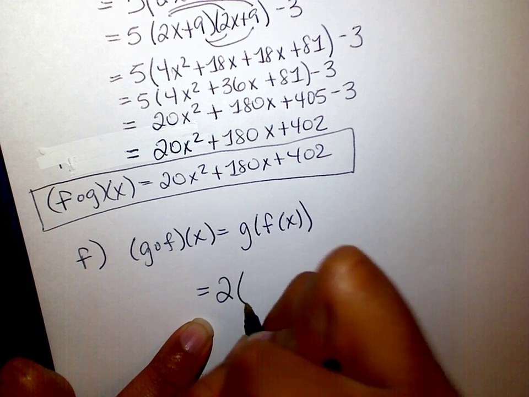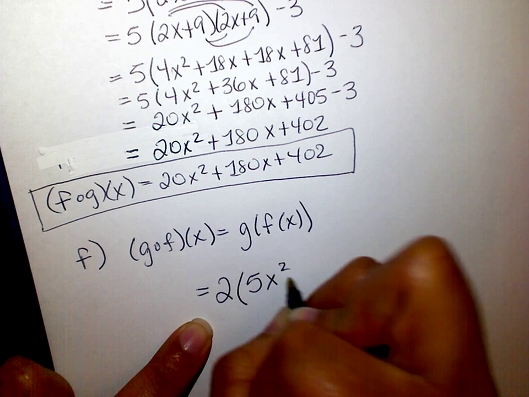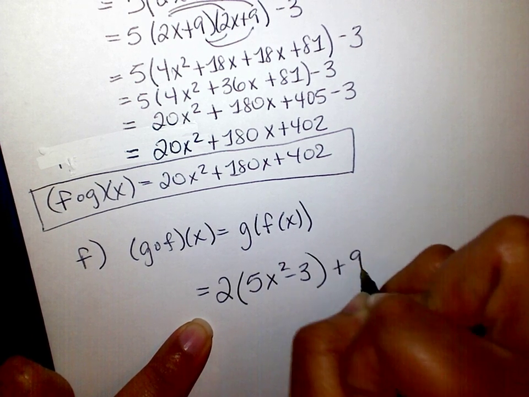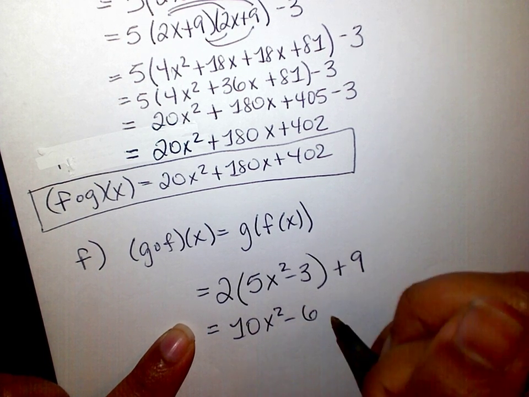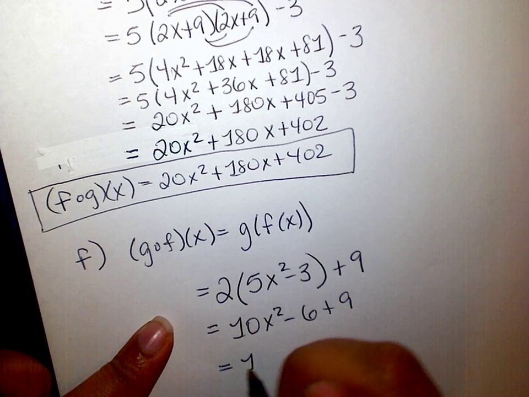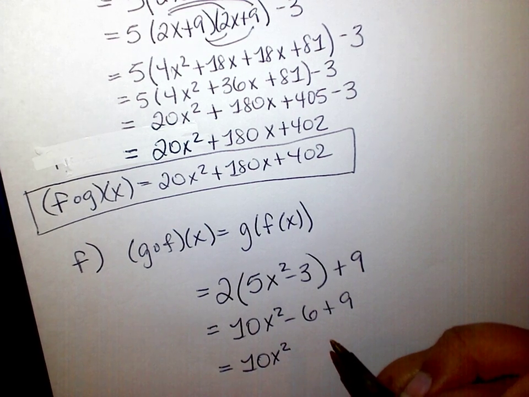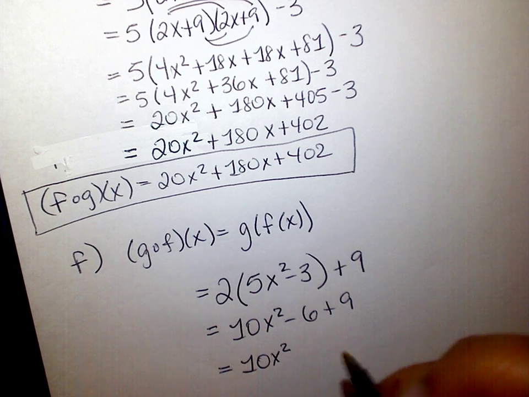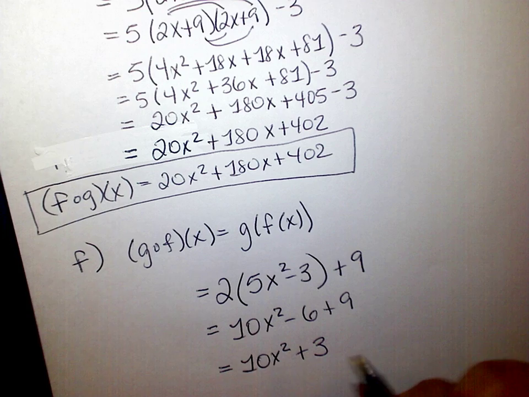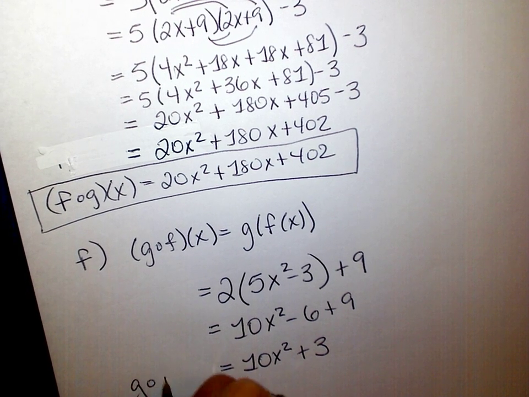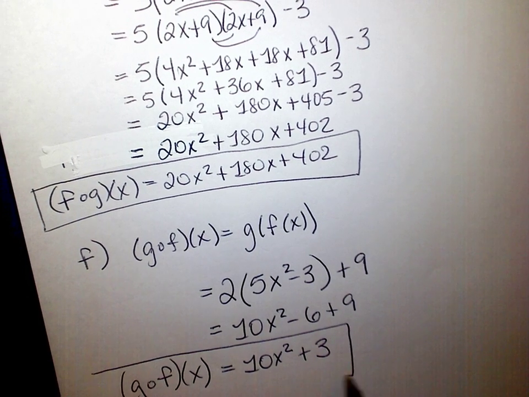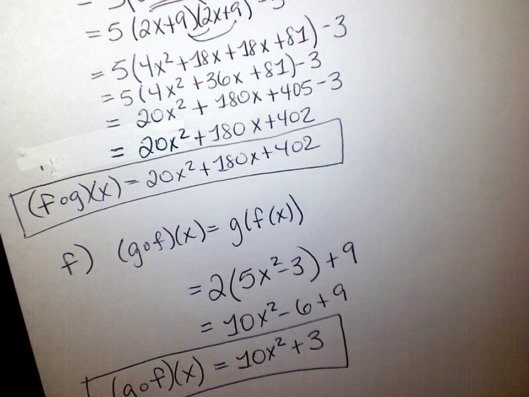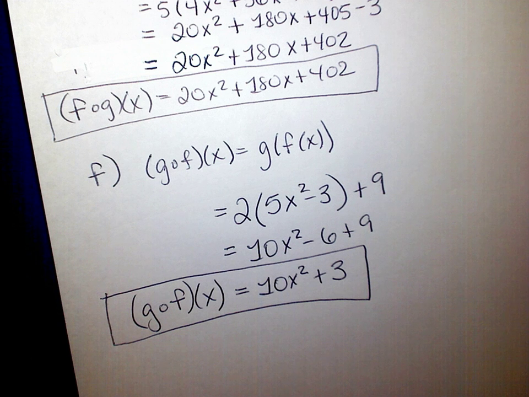So we're going to have 2 times the quantity 5x squared minus 3 plus 9. So then we get 10x squared minus 6 plus 9. 10x squared negative 6 plus 9 is positive 3. So then our final answer would be g of f of x equals 10x squared plus 3. So this concludes problem number 1 on the test review.